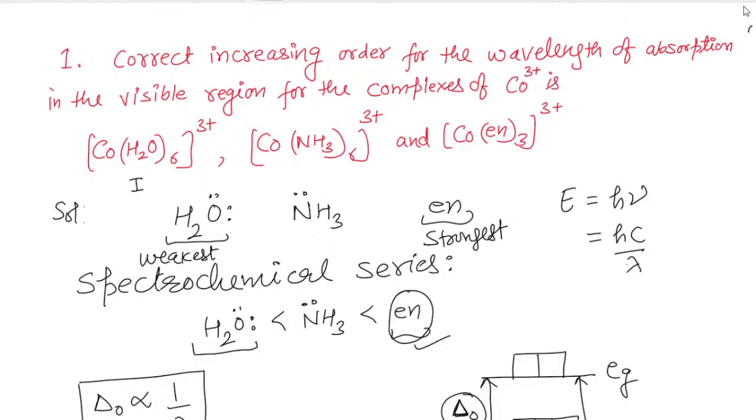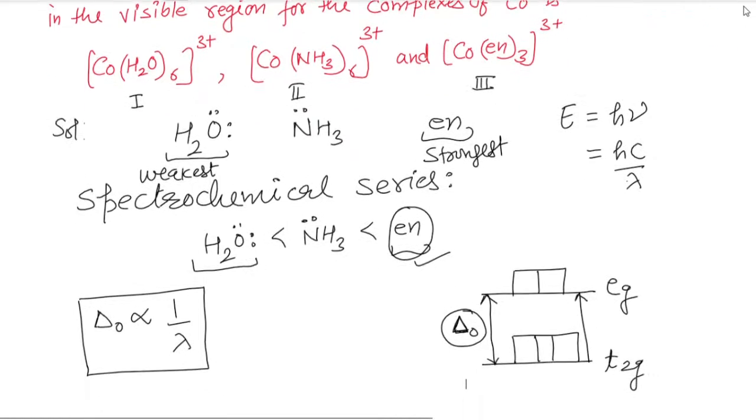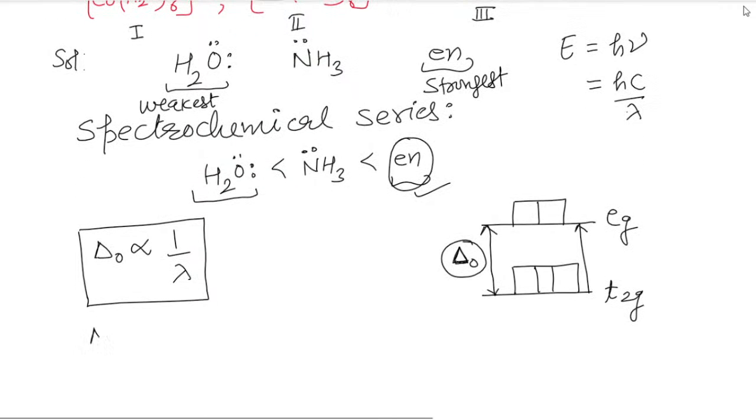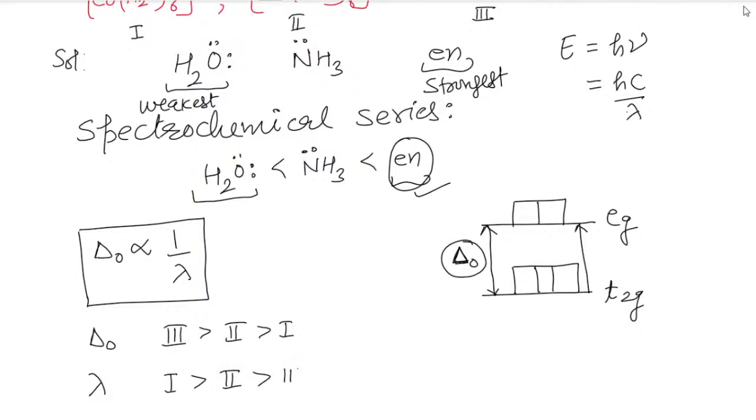So if we compare delta O, the value of the third is maximum and for the first it is minimum. Means for delta O the order is third is greater than second is greater than first, and if we compare lambda values, obviously first is greater than second is greater than third, right? Got it?